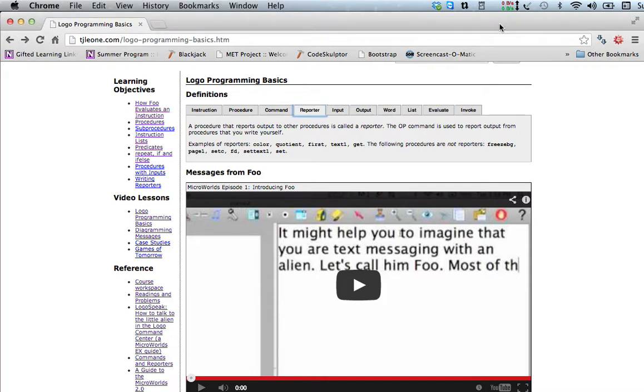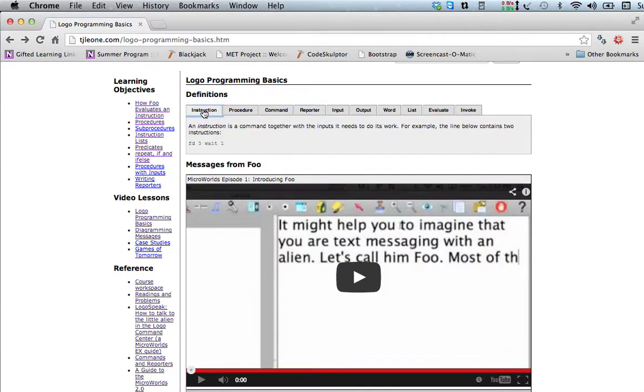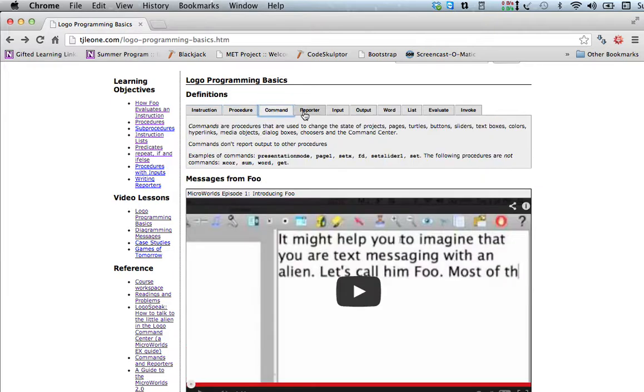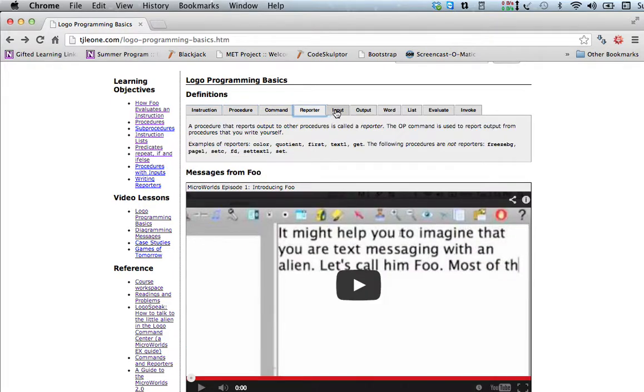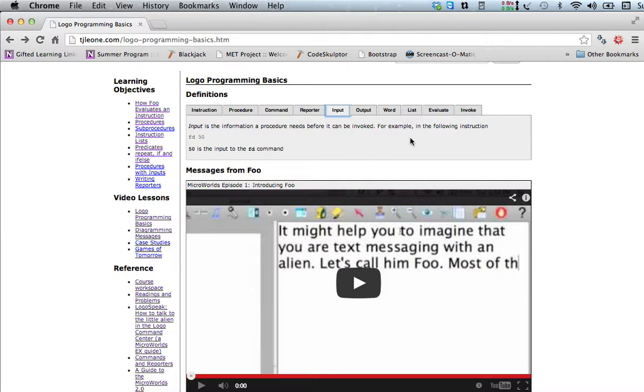Okay, so we're looking at some important definitions that are going to help you with your programming. And we've already looked at instruction, procedure, command, and reporter. The next one we have here is input. Input is the information a procedure needs before it can be invoked.